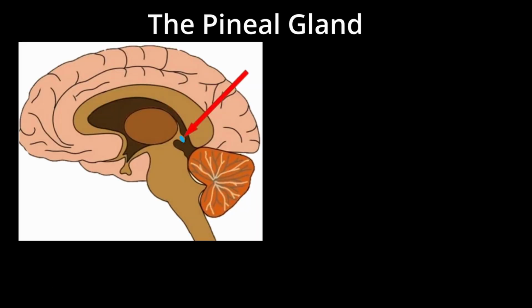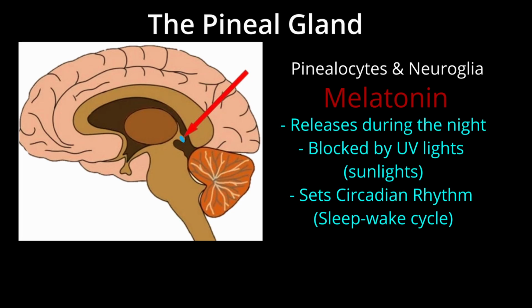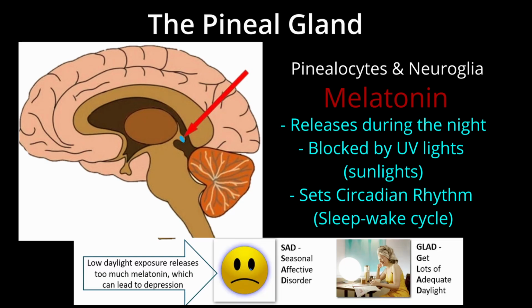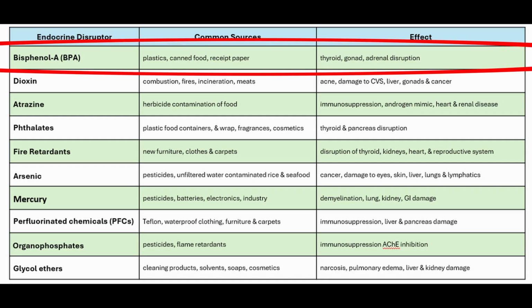And finally, the pineal gland, composed of pinealocytes and neuroglia, releases melatonin during the night, and it is blocked by UV light during the day. It can also help set circadian rhythm. Low daylight means sad. Lots of daylight means glad. And finally, there are endocrine disruptors, which could block or mimic hormone action. The one thing you need to know is bisphenol A, BPA.